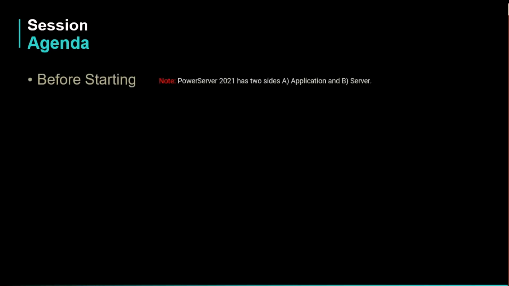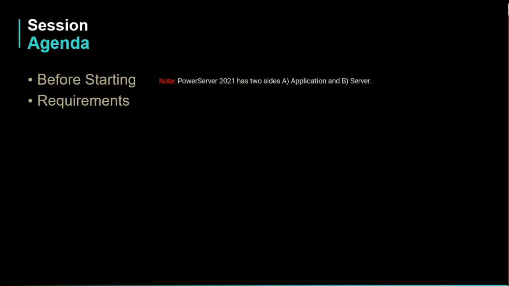Before starting, notice that we're going to be talking, of course, PowerServer 2021, but remember mentally, you have to remember that it has two sides. It has an application side, which is the PowerBuilder application, and then it has the PowerServer server side. These are two separate entities, but they are basically joined and work in unison. It's basically a symbiotic relationship. So let's have a look.